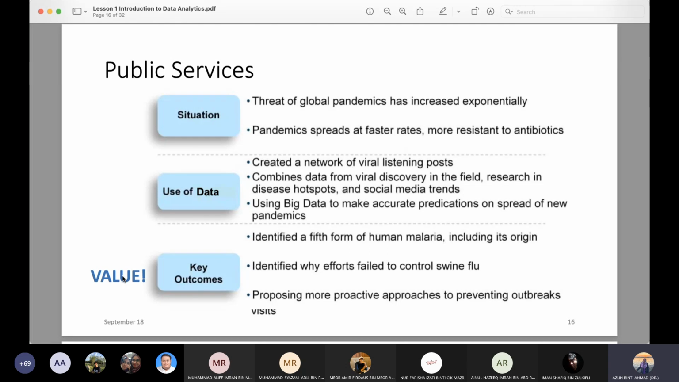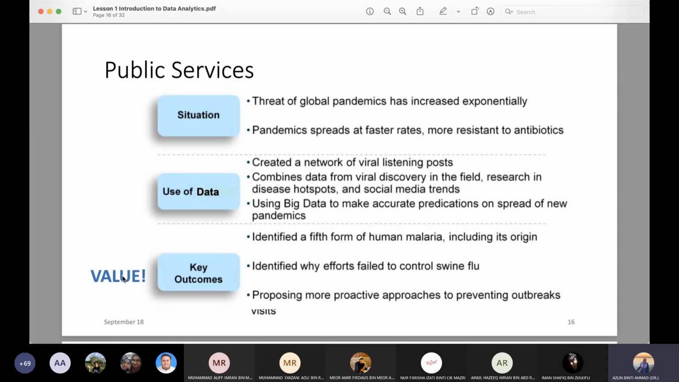So the situation here is the threat of global pandemics has increased exponentially, and the pandemic spreads at faster rates, more resistant to antibiotics. The data can be used to create a network of viral listening posts and then combine the data from viral discovery in the field, research in disease hotspots and social media trends. And then you can also use data to make accurate prediction on spread of new pandemics. Nampak tak kat sini? Based on the data, macam-macam kita boleh buat.